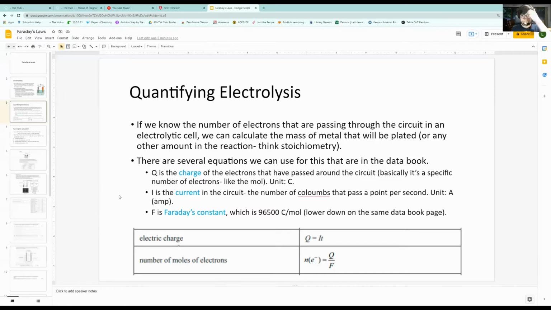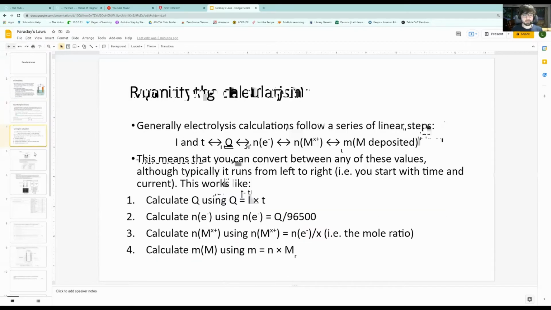So you can already see a working pathway that we can use along here. Basically, if we have the current and time, we can calculate Q. And if we have Q, because we always know what F is, we can always find the amount of electrons. And that's basically the first step of running a calculation normally.